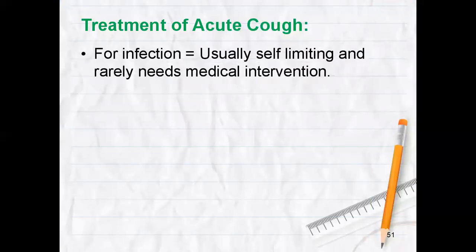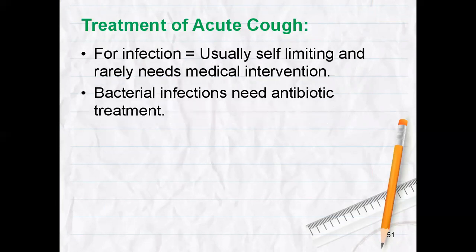So, for treating acute cough, there can be different conditions, as we have said. There can be four main causes for acute cough. The first one being infection. If it's infection, then it is usually self-limiting and rarely needs medical intervention. However, if the infection is bacterial, then we need to start antibiotic treatment.